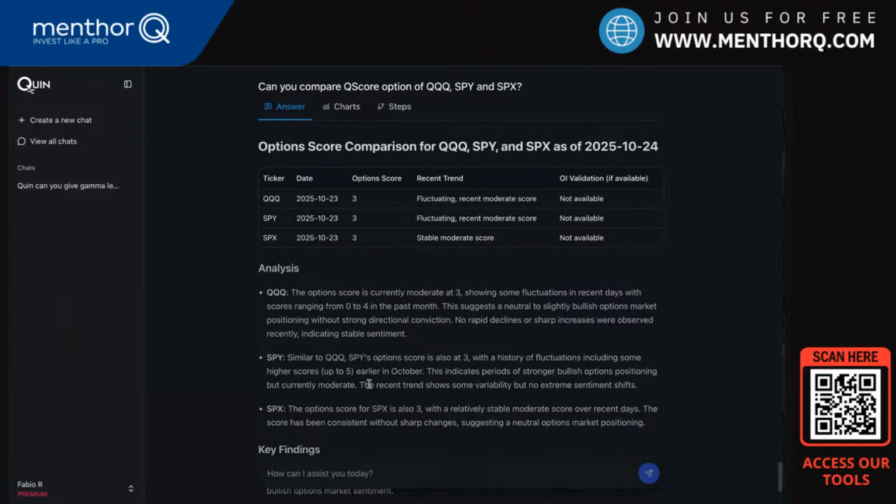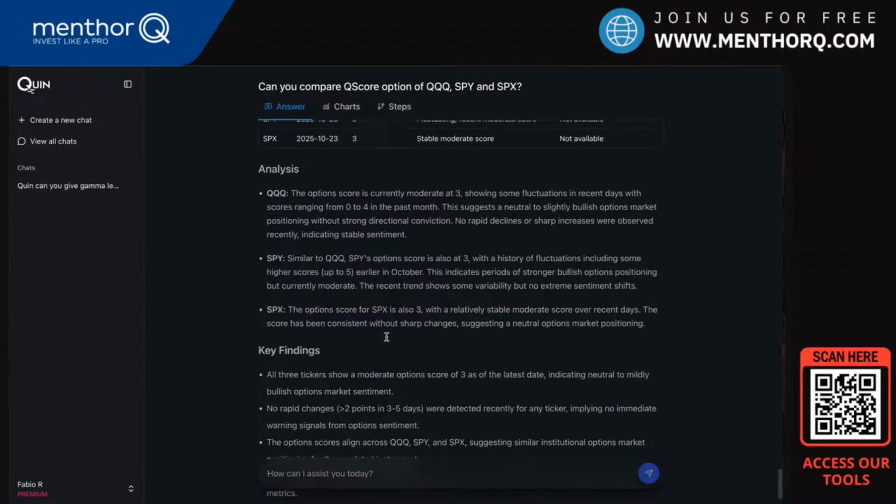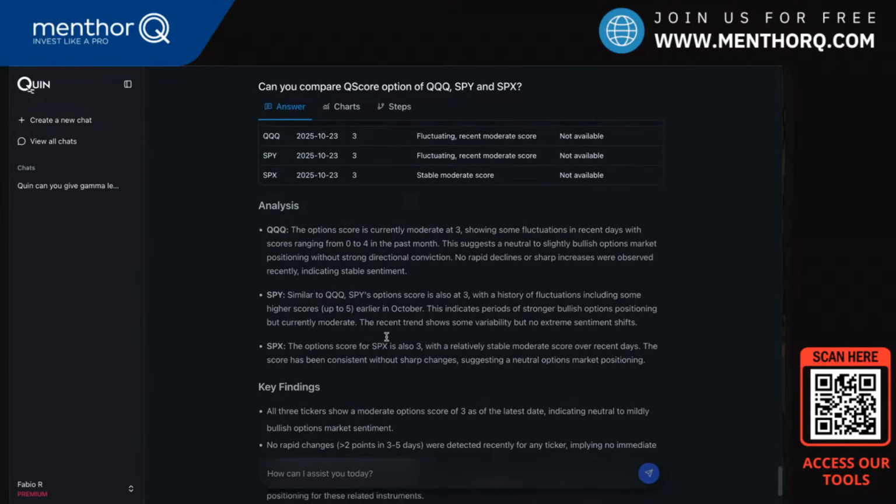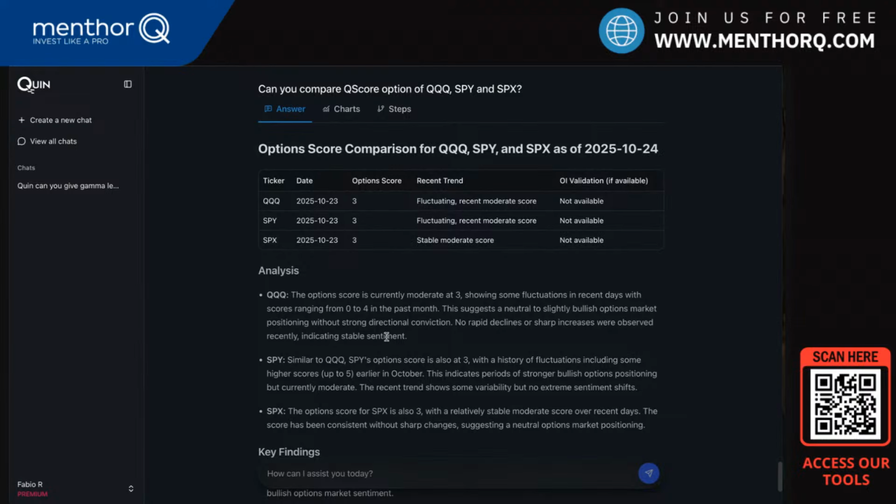So this is very helpful because, again, you can compare a lot of things very fast. For those, for example, who are trading NQ, maybe you want to compare NQ with QQQ and NDX. For those who are trading ES, maybe you want to compare SPX and SPY, see if there's any divergences there. So the system will give you access to that data, and it will be very fast for you to get the answer that you're looking for.